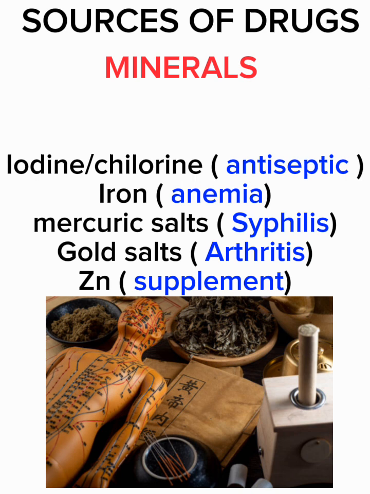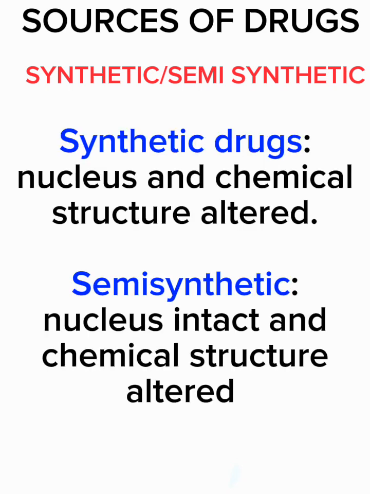And then there's this idea of synthetic and semi-synthetic drugs. So when we talk about this as being a class, you need to know the difference between a synthetic drug and a semi-synthetic drug. A synthetic drug is a drug where both the nucleus and the chemical structure have been altered, right? So you alter two things, the nucleus and the chemical structure. An example is emetine bismuth iodide.